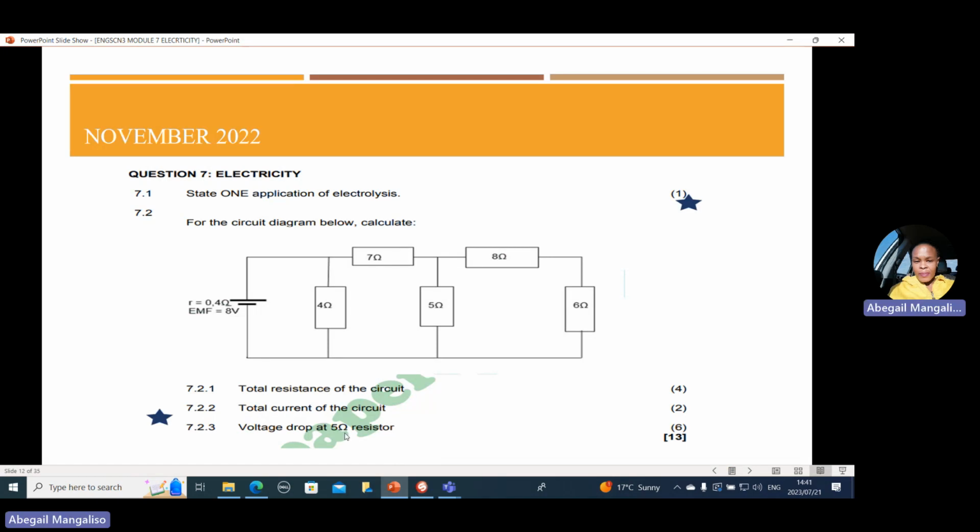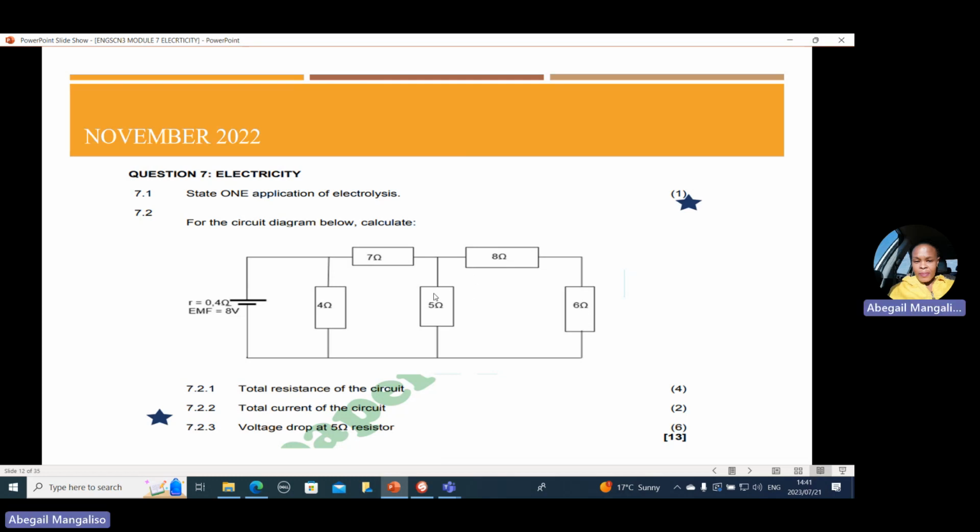Last question says calculate the voltage drop at 5 ohm resistor. You are looking for the voltage drop at the 5 ohm resistor. It's for 6 marks. It means it's a lot of work to do. Now, when we analyze this circuit, the current from the battery is split here, and the current of 7 ohm is the one that will be supplied to this side from negative to positive.